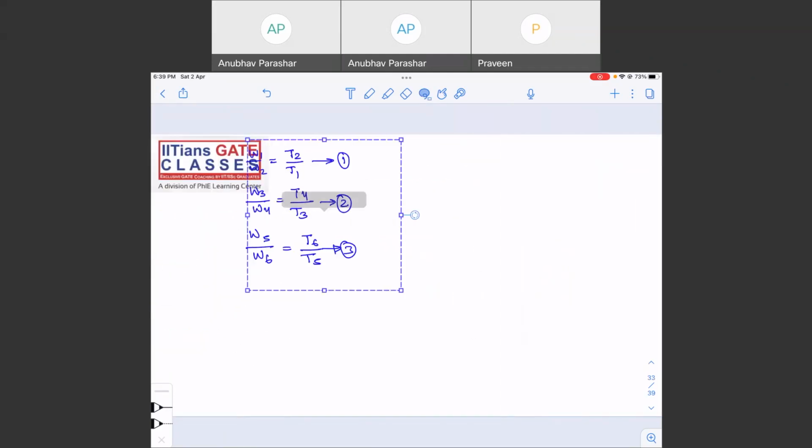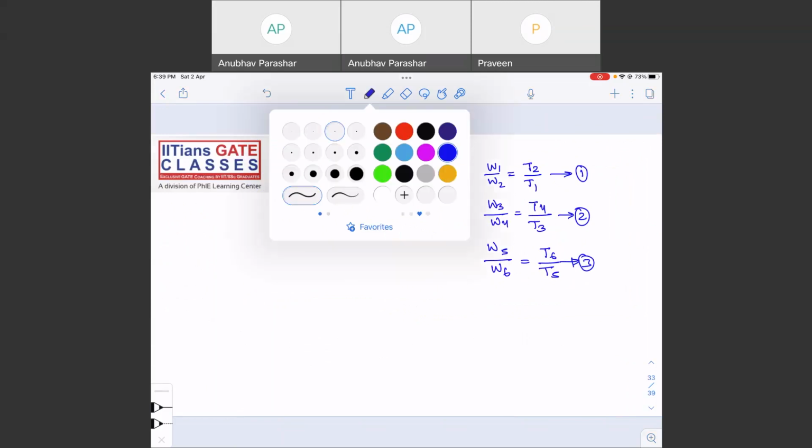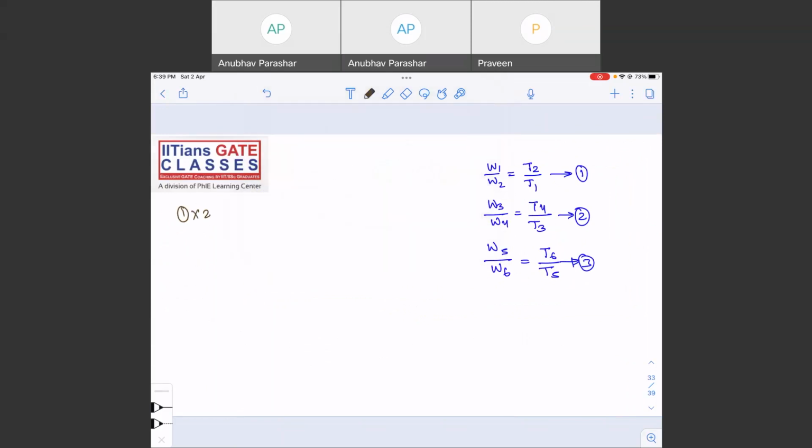So if I multiply equation 1 into equation 2 into equation 3, this implies omega 1 by omega 2 into omega 3 by omega 4 into omega 5 by omega 6 is equal to multiplication of T2 into T4 into T6 divided by T1 into T3 into T5, right?